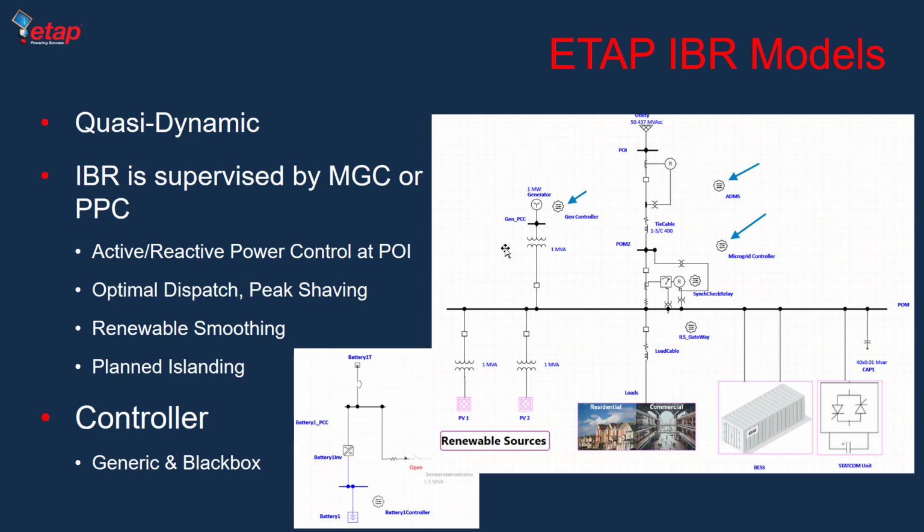In many applications, as I say, there's active and reactive power control, optimal dispatch, peak shaving, and renewable smoothing. There are many things that a typical microgrid controller or power plant controller does. What we have done is introduce a new element in ETAP 21 called controller. Controller can be used to model a generic or black box logic of a controller, and that controller can be a microgrid controller, a power plant controller, a generator controller, or even the tertiary control of ADMS or DERMS.